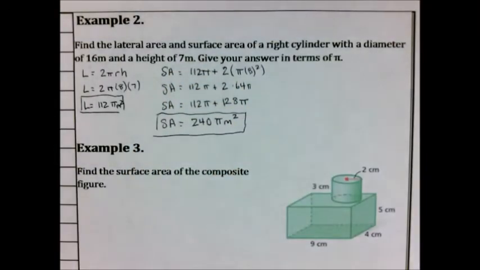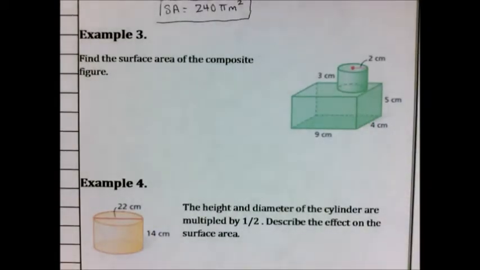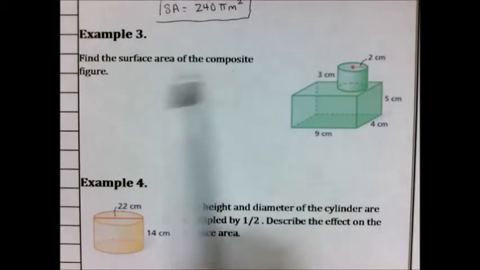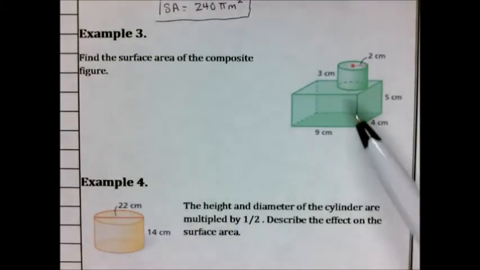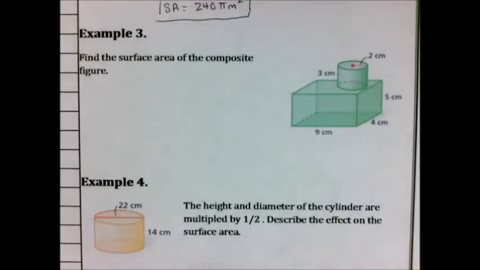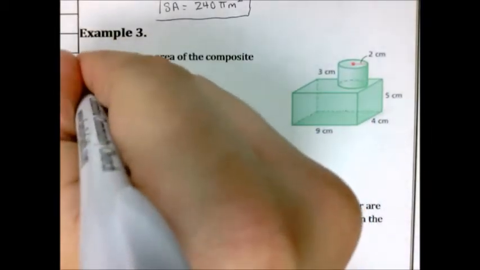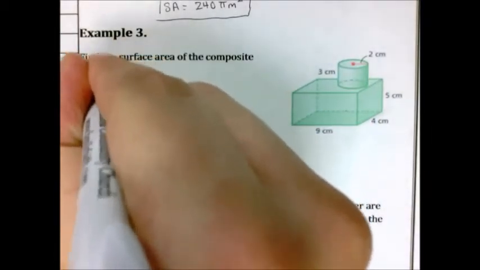Let's do example 3. Example 3 starts getting a little bit more difficult. Okay, for this one, we're trying to find the surface area of a composite figure. That means we're trying to find the surface area of this really odd looking shape that is really a combination of a rectangular prism and a cylinder. Okay, so what we need to do is find the surface area of that cylinder, find the surface area of that rectangular prism, and then combine them. Okay, so let's first find the surface area of the cylinder.